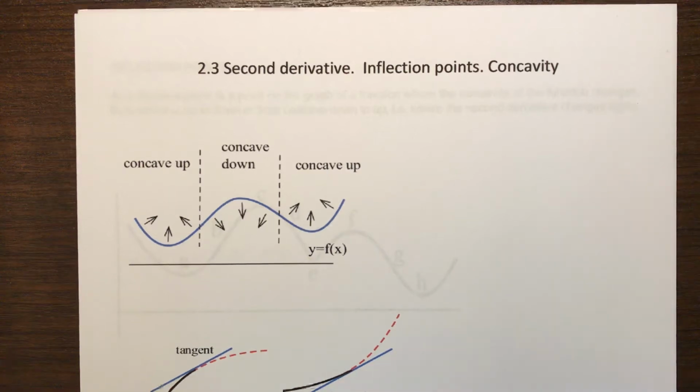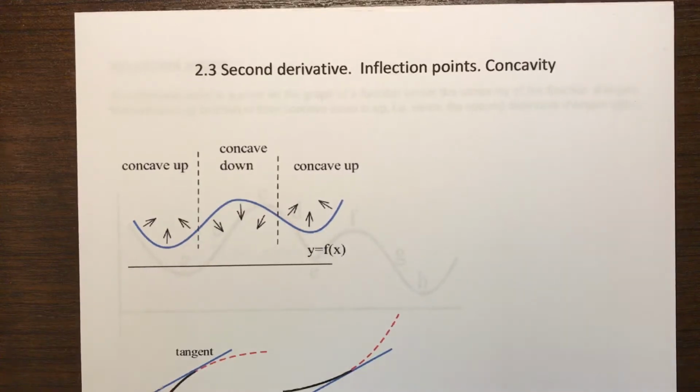All right, class, welcome to section 2.3. Let's continue our discussion on graphing functions. So as I had mentioned in previous sections, the second derivative also has quite a bit to say about how the graph of the function is going to look.